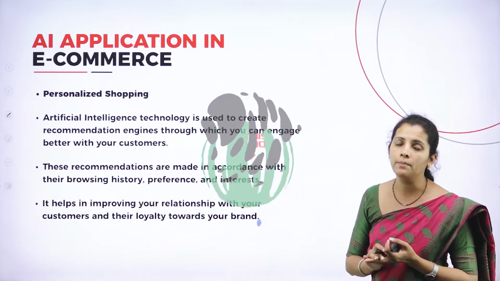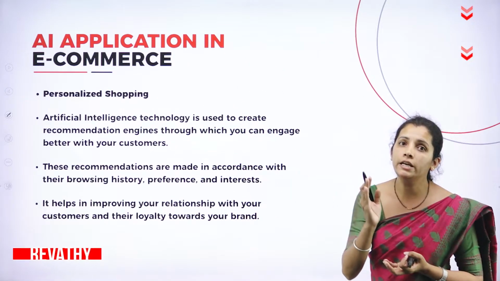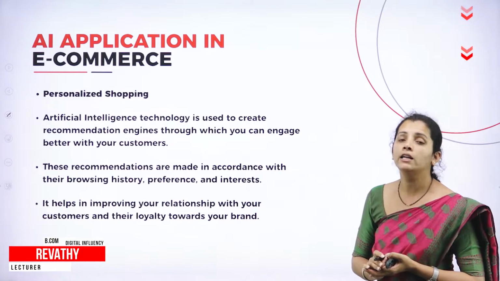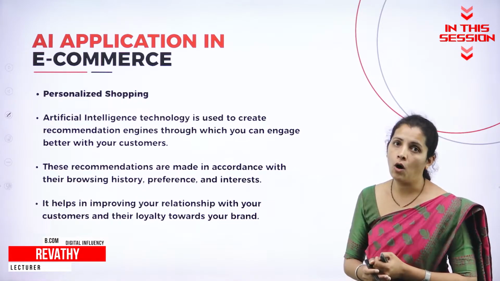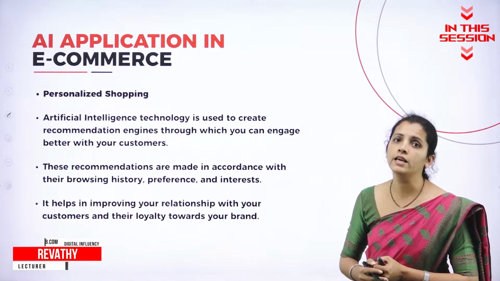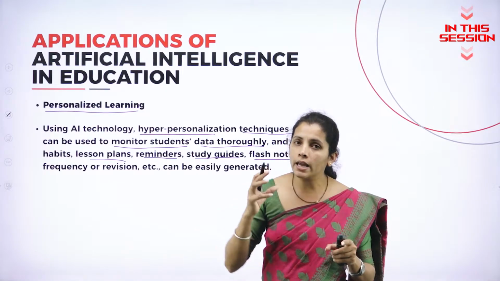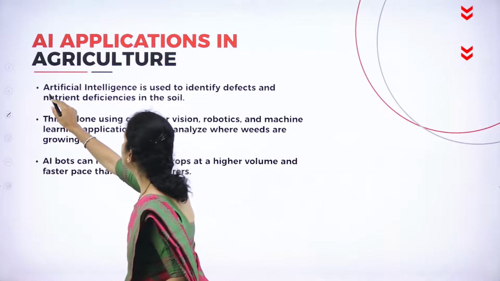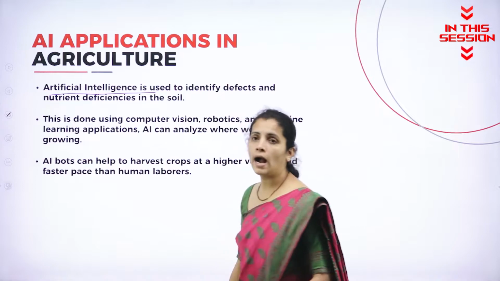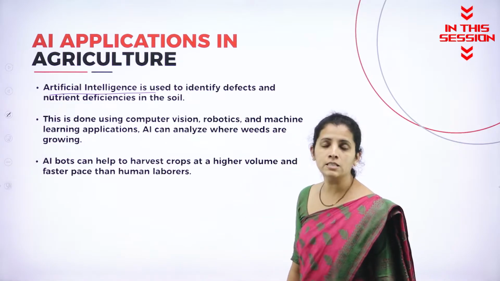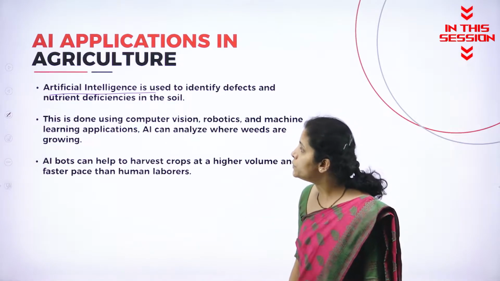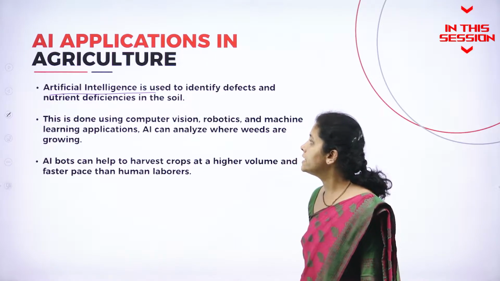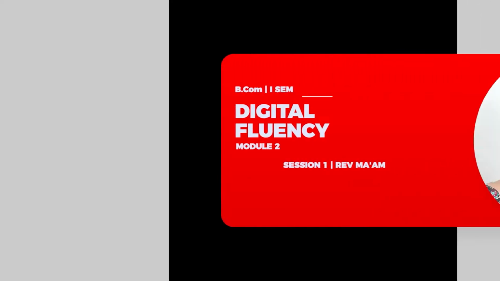AI is nothing but a man-made intelligent device, and it's going to mimic or act like a human being. By using AI, we can get alert messages. Artificial intelligence is used to identify defects as well as nutrition deficiency in the soil.